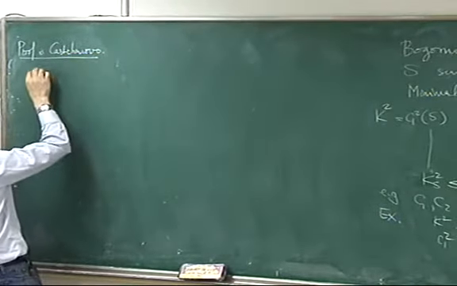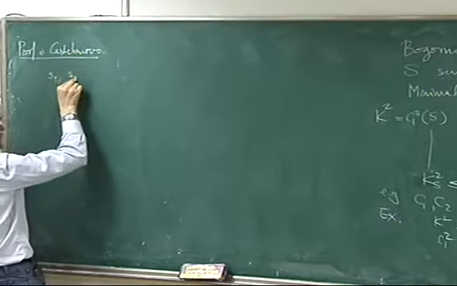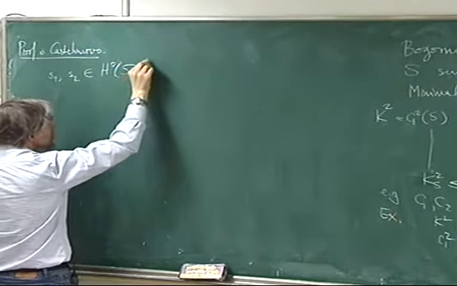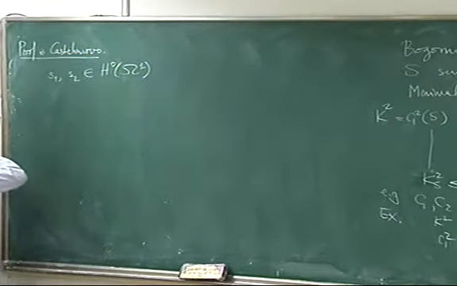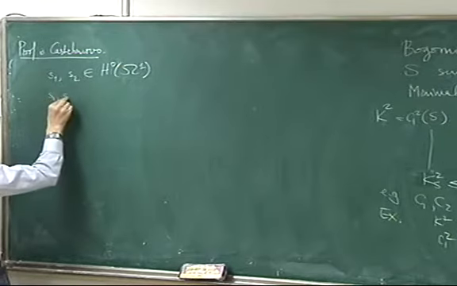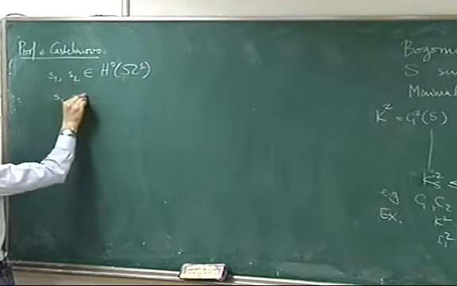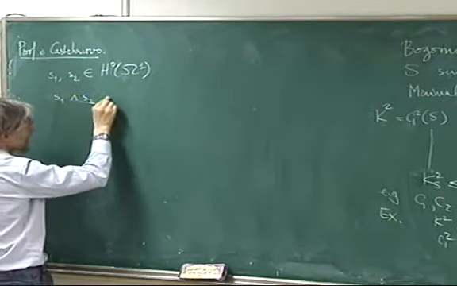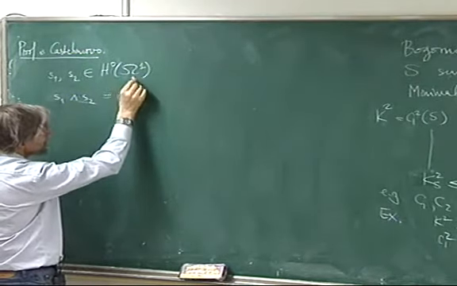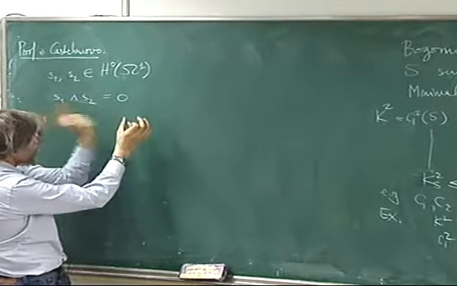So Castelnuovo says, well, let's take S1 and S2 contained in H0 of omega 1, and let's assume that S1 and S2 belong to... the thing we're really assuming is that S1 wedge S2 is 0. Right? So this is a free sheaf of rank 2. So locally it looks like O plus O.